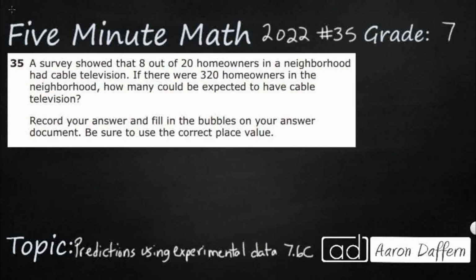Today we are looking at the 7th grade concept of predictions using experimental data. This is standard 7.6C in the great state of Texas, and we are using item number 35 of the 2022 released STAAR test. If you have not done so already, please take a moment to pause the video, work this problem out on your own, unpause it, and we will look at our answers together.